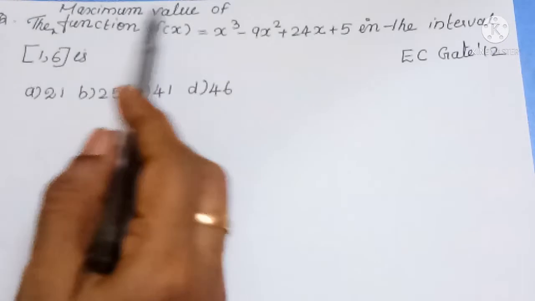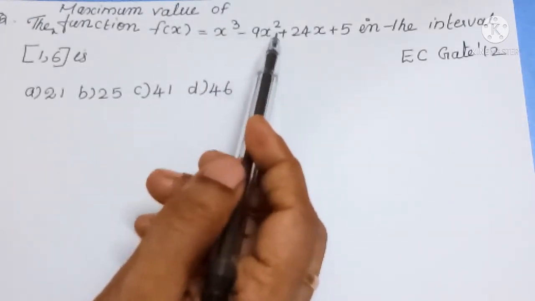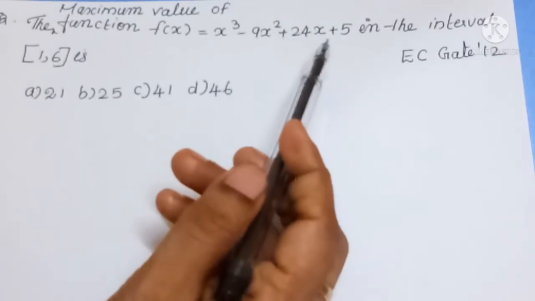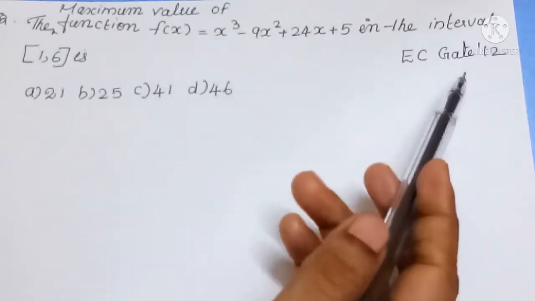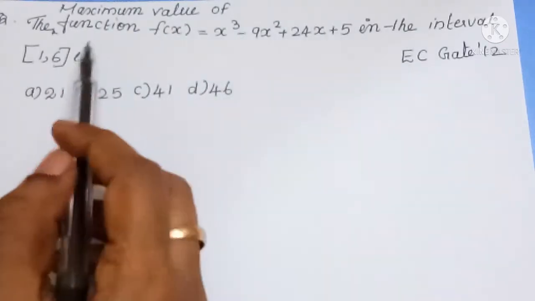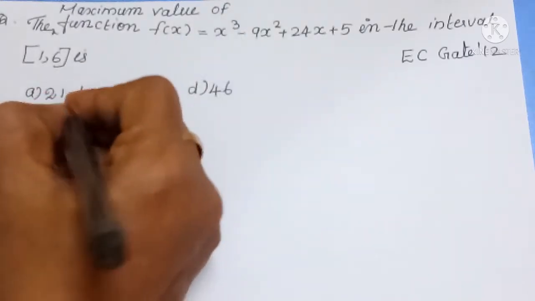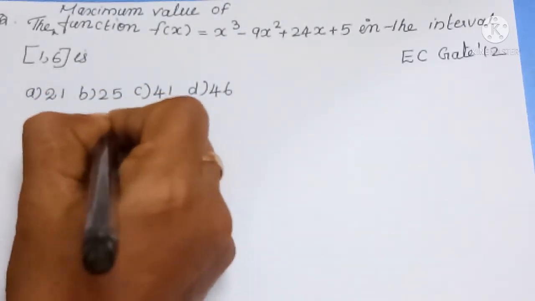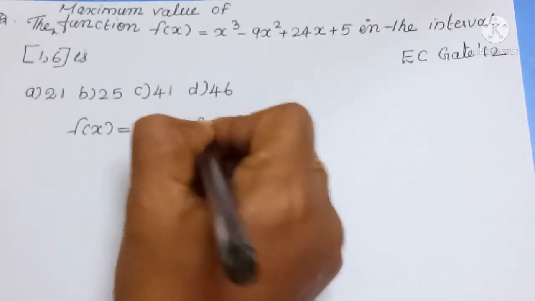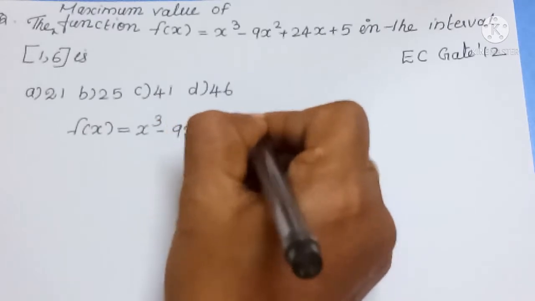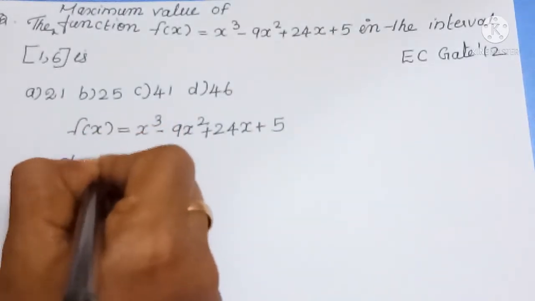Question. The maximum value of the function f of x is equal to x cube minus 9x square plus 24x plus 5 in the interval 1, 6 is. GATE 2012 question. Here we need to find out the maximum value of the function f of x. So first we can write f of x is equal to x cube minus 9x square plus 24x plus 5. What is the first step? Find f dash of x.